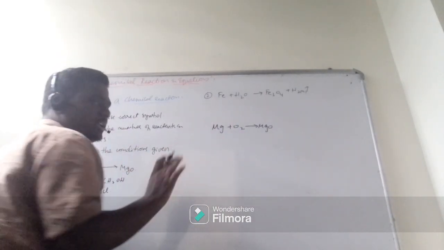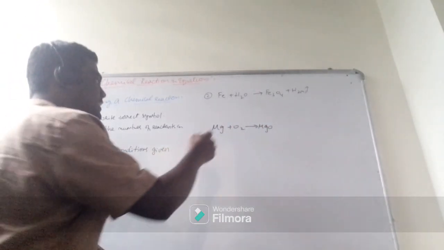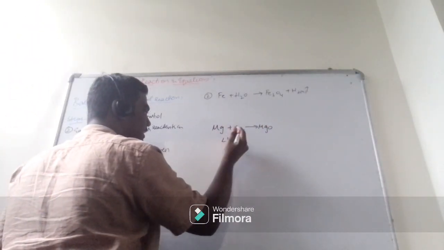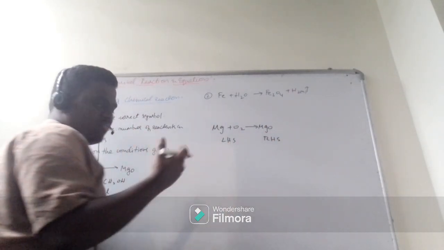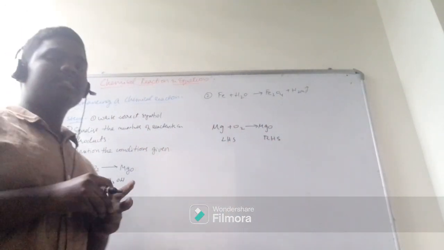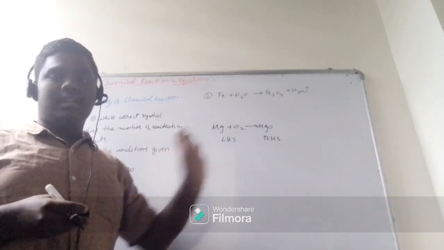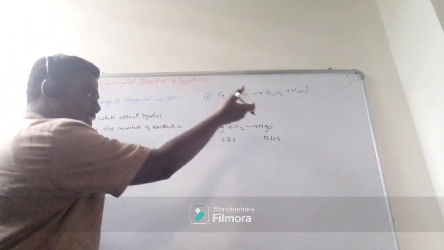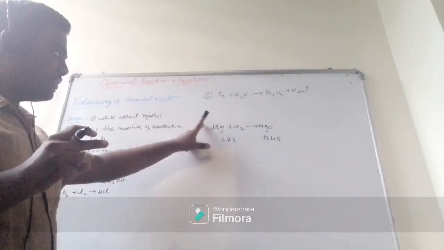Then we are dividing the reactant and product side. We are naming the reactant side as LHS, that is the left hand side, and the product side as RHS, the right hand side. For our convenience, we are saying reactants are the left hand side compounds and the RHS are the right hand side compounds. That means the reactants and the products. This is the first step.